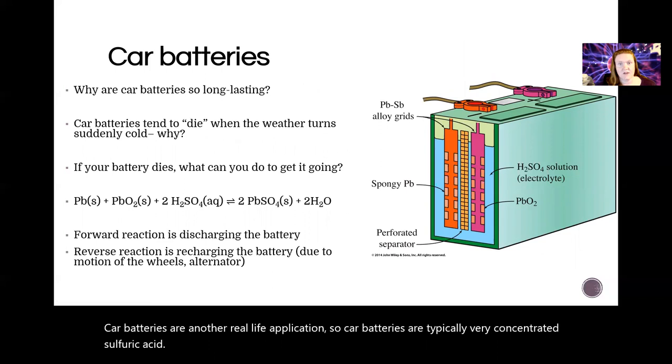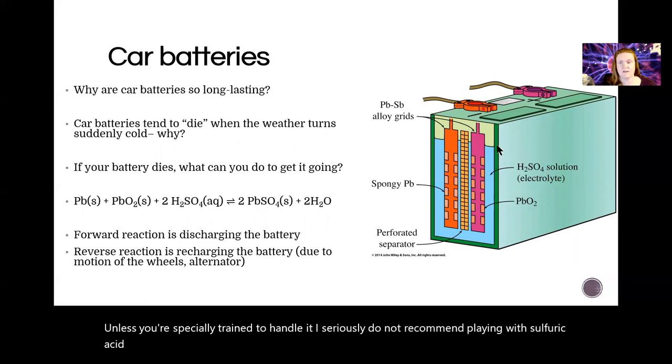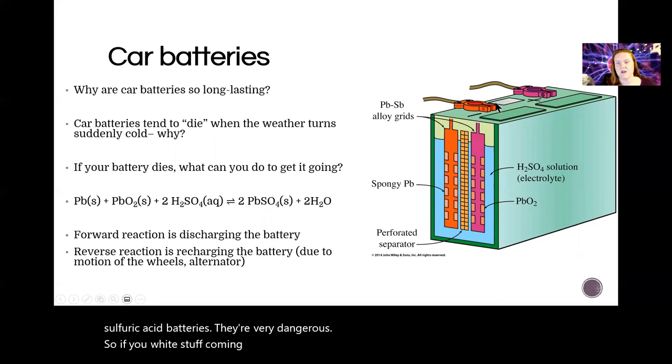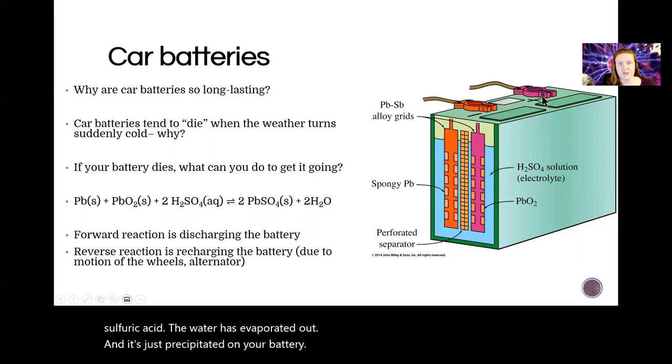Unless you're specially trained to handle it, I seriously do not recommend playing with sulfuric acid batteries. They're very dangerous. So if you see white stuff coming off your contacts on the top of your battery, that's solid sulfuric acid. The water has evaporated out, and it's just precipitated on your battery. Don't touch it. Okay, it's your safety tip for today.